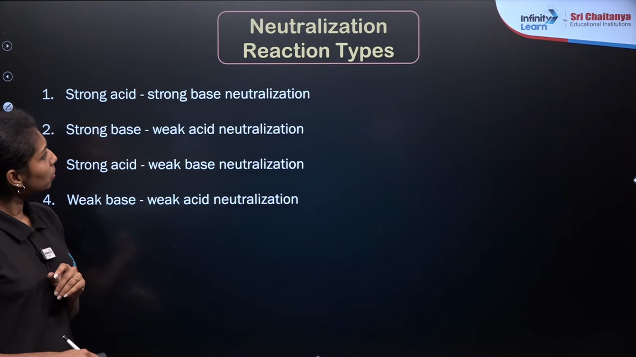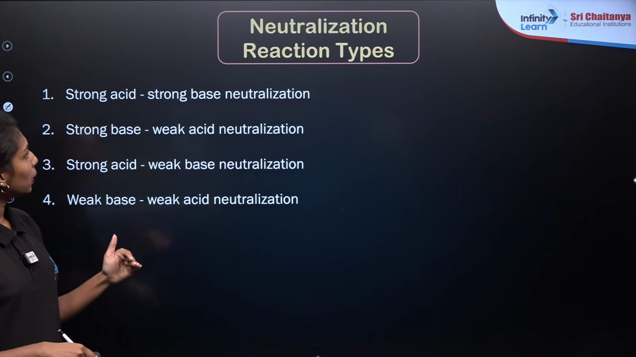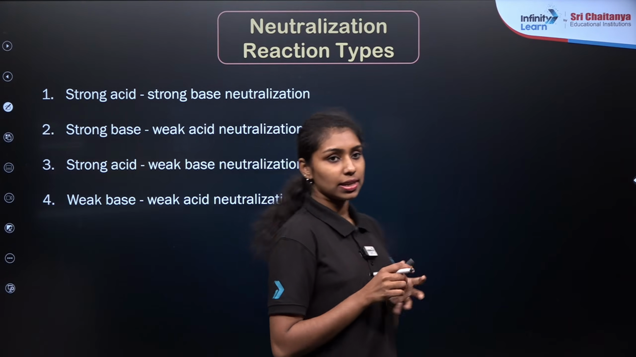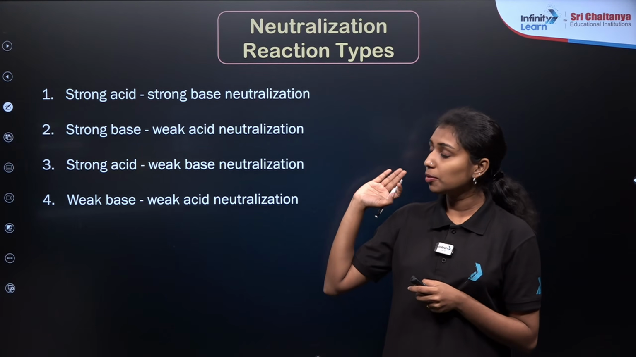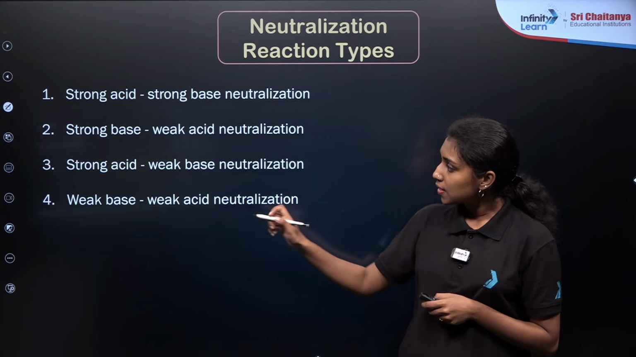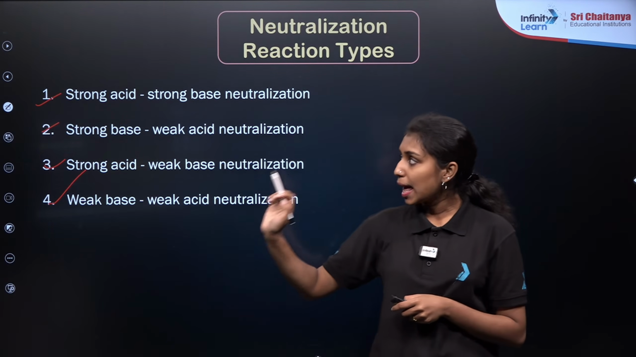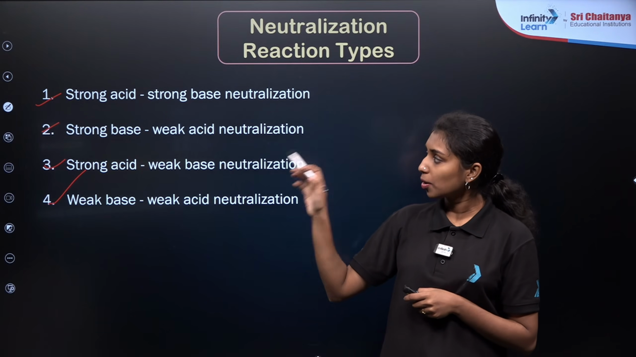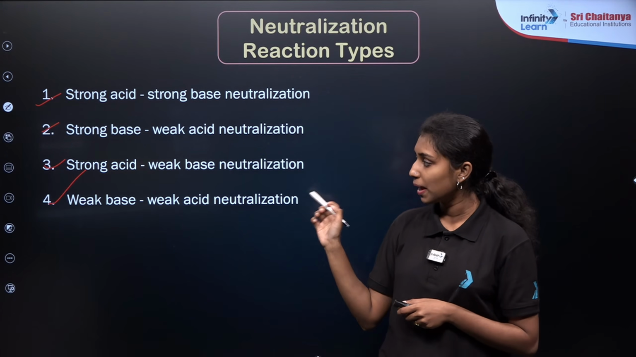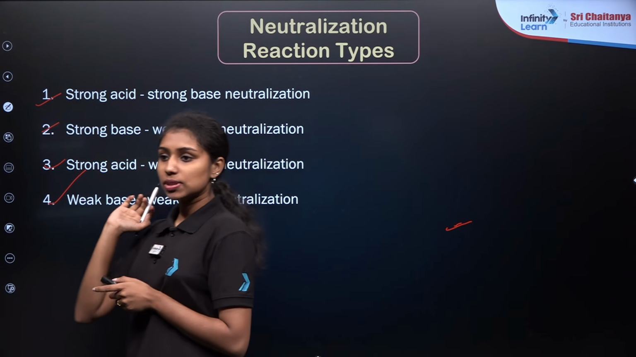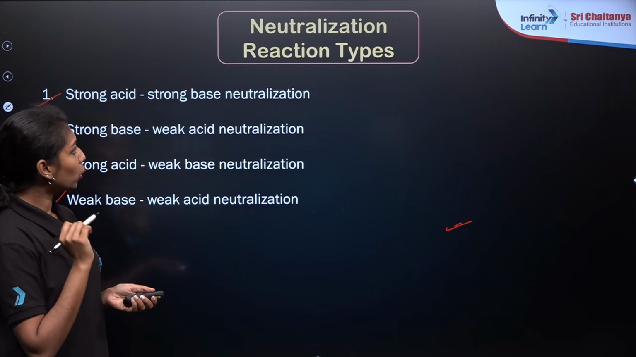Now let us see how to predict the salt formation, whether it is an acidic salt, basic salt, or the neutral salt, right? So there will be 4 different reactions happening here: strong acid and strong base, weak acid and strong base, strong acid and weak base, and weak base and weak acid. So this is very important.